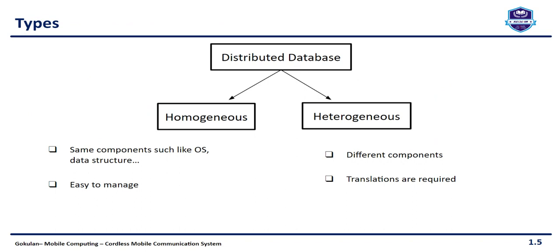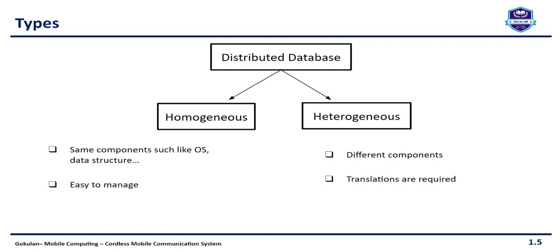So let's see its types. Actually, a distributed database is of two types. One is homogeneous, and the other is heterogeneous. Let me explain what a homogeneous distributed database is. In a homogeneous database, all different sites store the database in an identical manner, which means the operating system for the database management and the data structures used in the database for all sites are the same, and they are easy to manage.